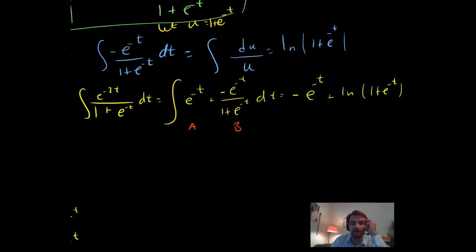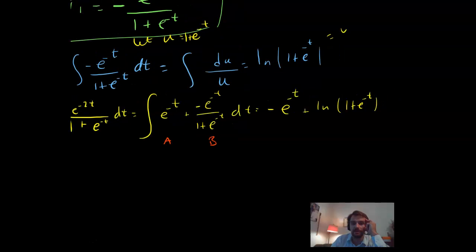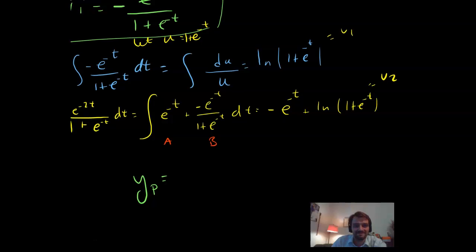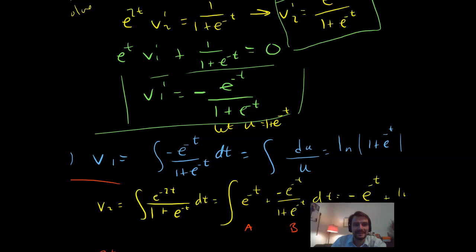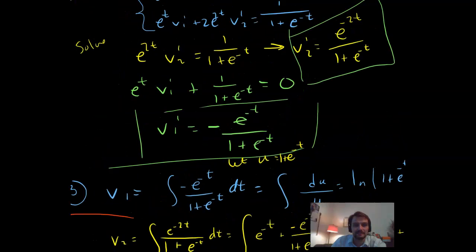So we have v1 but in blue. So this is my v1, this is my v2. So actually, we're pretty much done. In our last steps, we just plug this in. So y particular then was y1. At this point, I forgot what was y1. E to the t. Is that correct? Yeah.